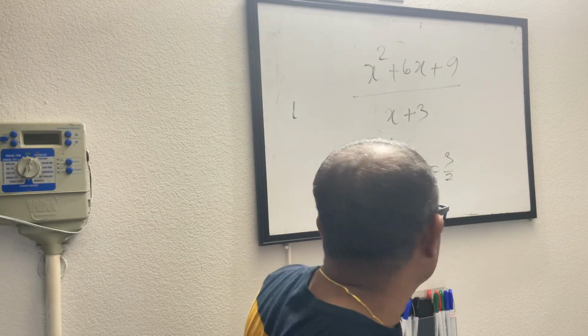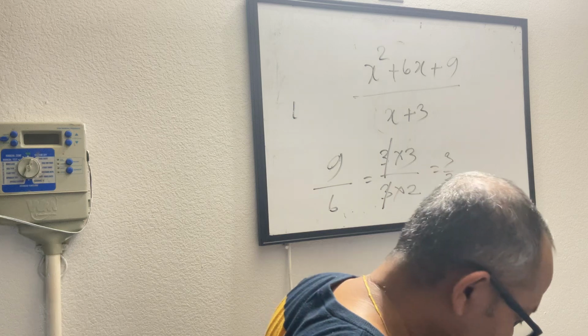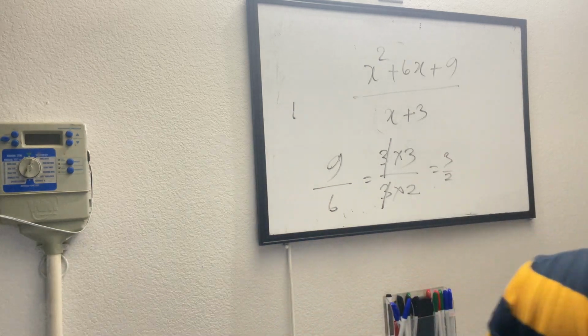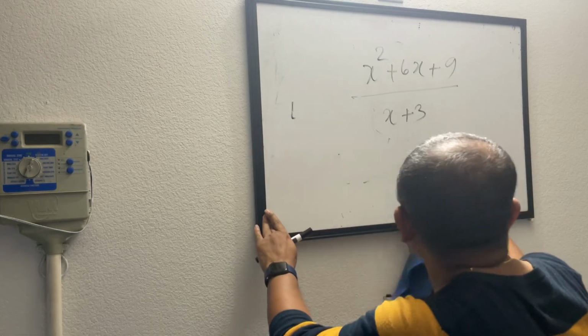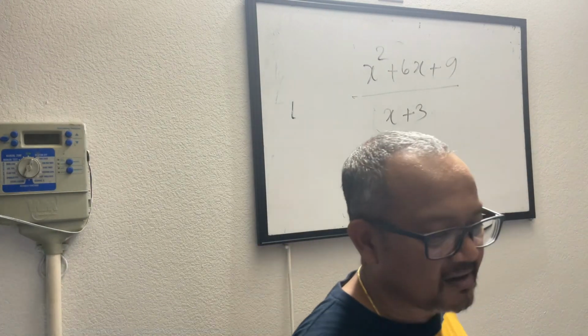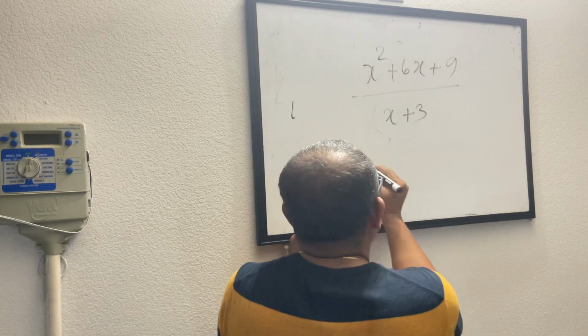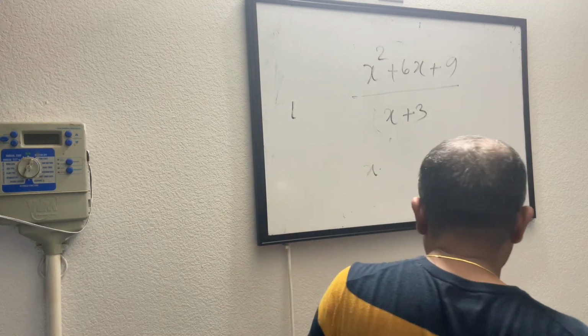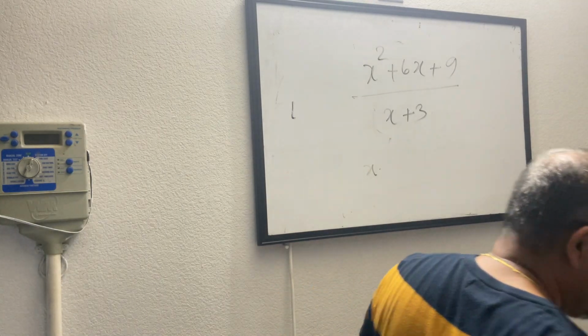Yes, Sanvita, go ahead. On the numerator, x squared plus 6x plus 9, they're like perfect squares. So it could also be x plus 3 in parentheses squared divided by x plus 3, and then you would just cancel out.